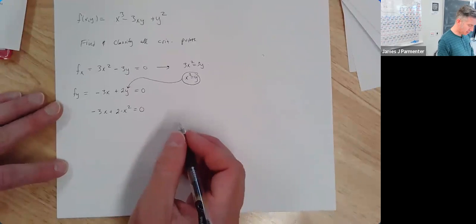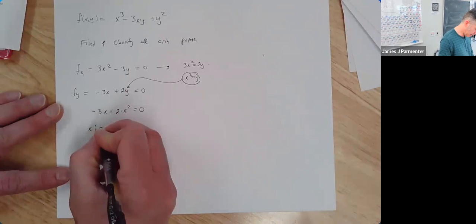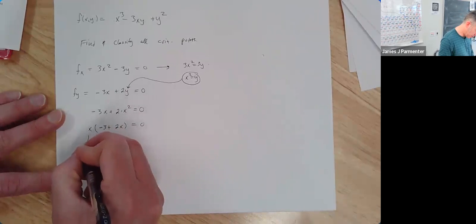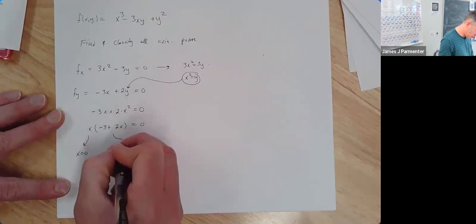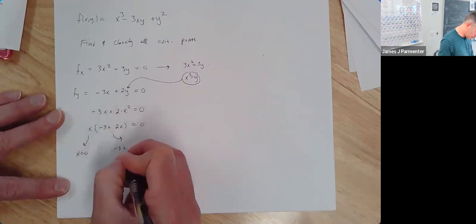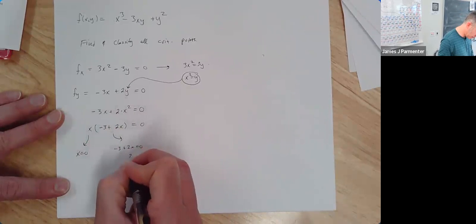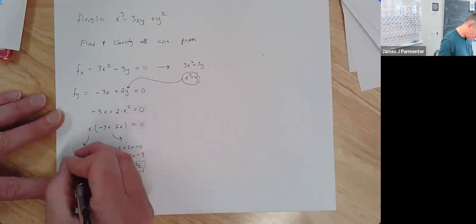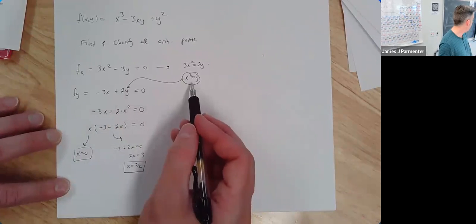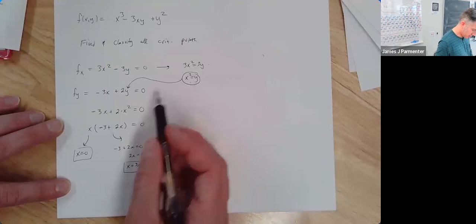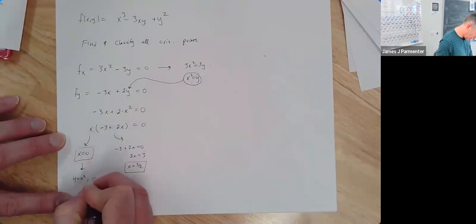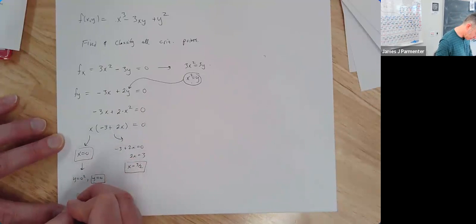And I can factor out an x. I'm left with negative 3 plus 2x. So I either get x equal to 0 or negative 3 plus 2x equal to 0. So 2x equals 3, so x equals 3 halves. But then I have to remember that y has to equal x squared. So if x is 0, y is going to equal 0 squared. So y equals 0. So I get the point 0, 0.